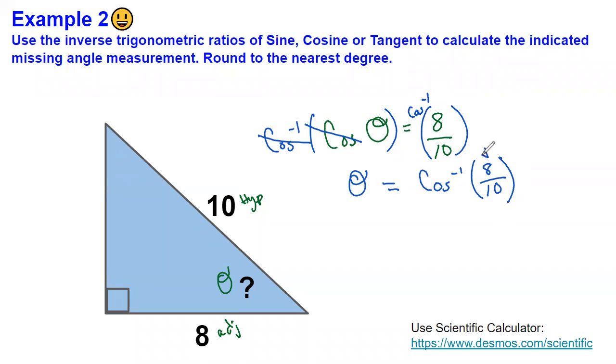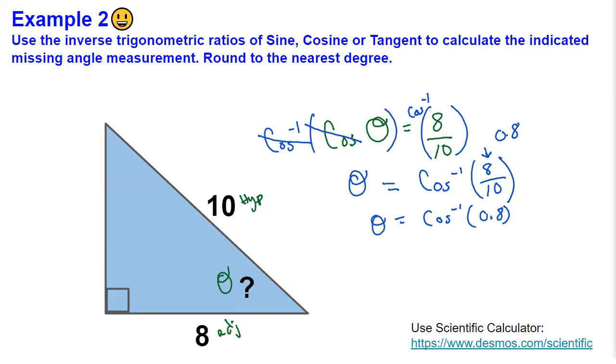So what's the decimal value for this? 0.8. In my table, you can look for the cosine of the angle that approximates the most to 0.8, or you can use your calculator and do the inverse cosine of 0.8, or 8 divided by 10. You guys decide. Let's see what you guys get. So I have theta equals cosine inverse of 0.8.